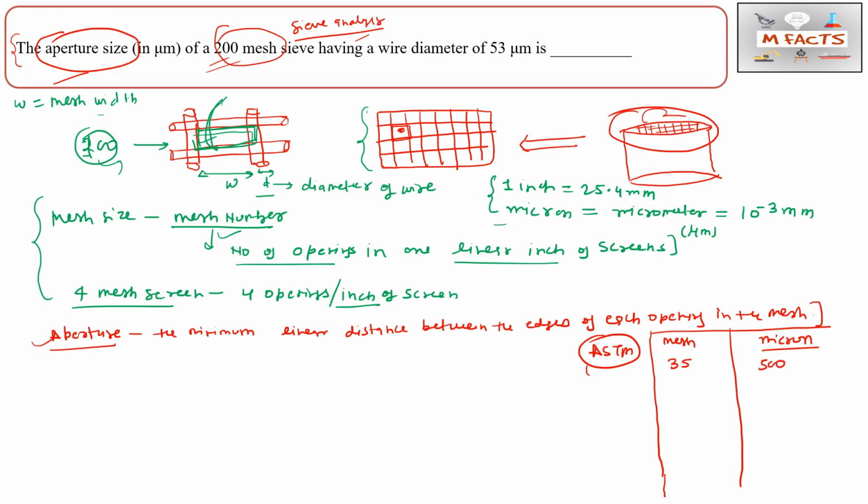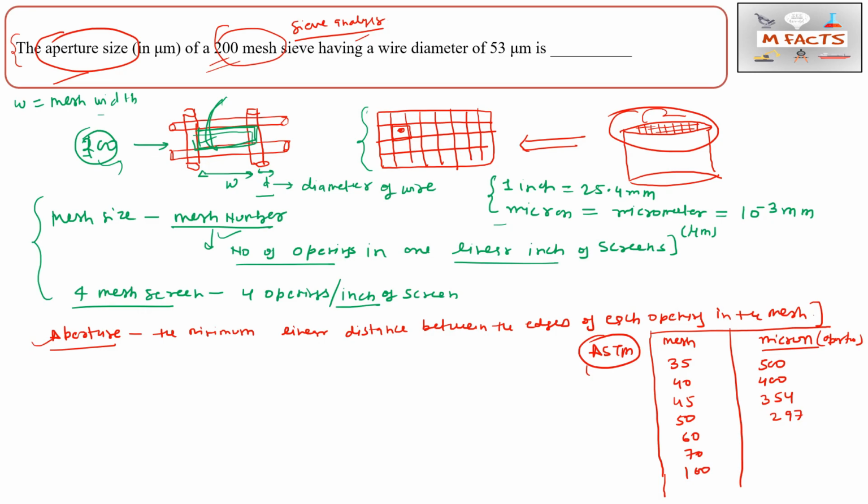Okay, and for 40 it is 400, for 45 likewise, for 45 this is 354, for 50 it is 297. As this mesh size will increase, this aperture size will decrease. So this is aperture basically. Okay, so 50, and likewise for 60, for 70, for 100, for 80 also.